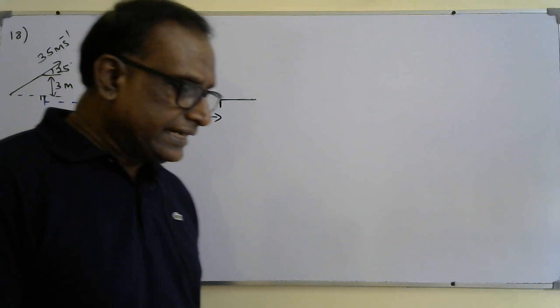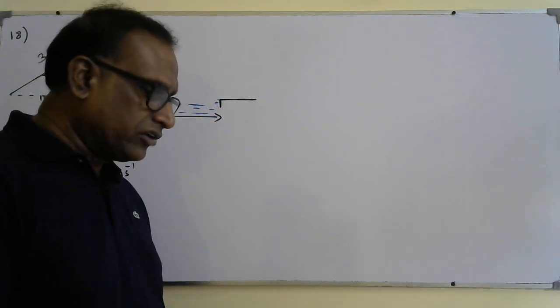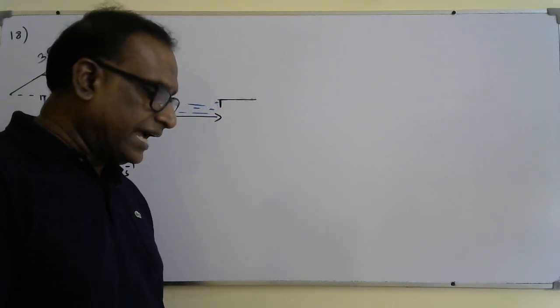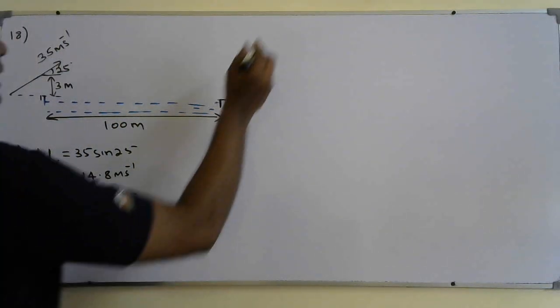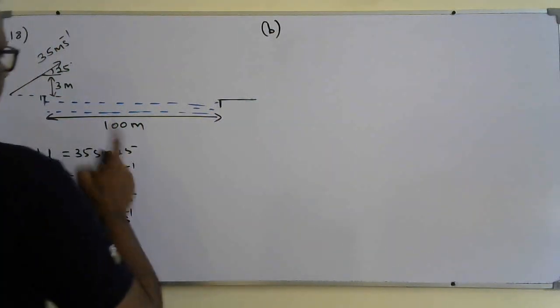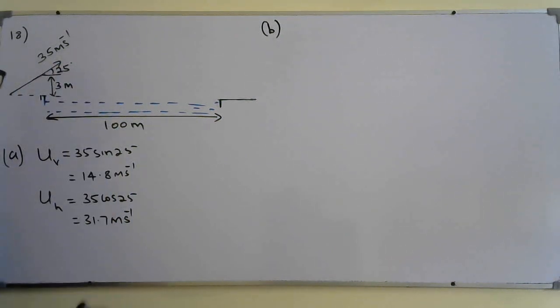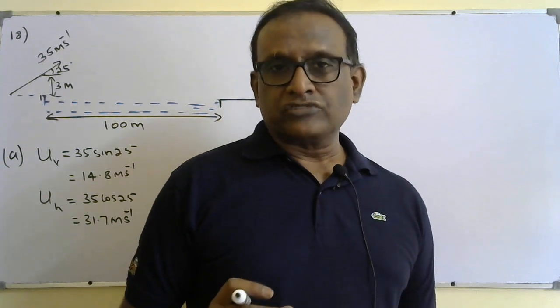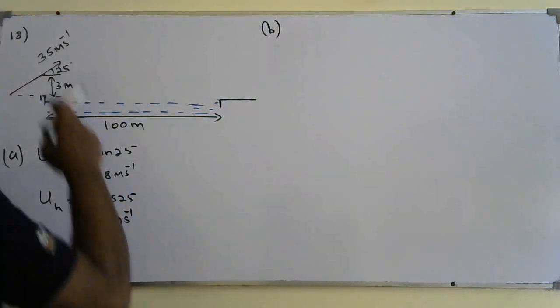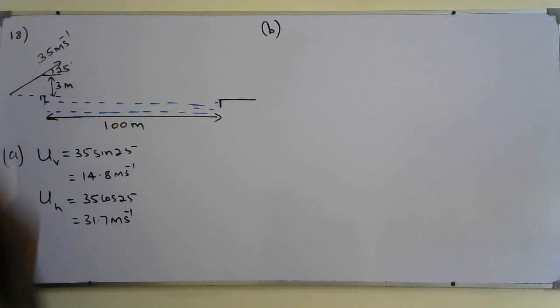Okay, next part, that is B part. Deduce whether the rider lands on the other side of the river. The effect of air resistance can be ignored. So in the B part, I need to find the range of the projectile. Here the projectile is the motorcycle. We need to find the range of the projectile for this particular velocity at a height of 3 meters.